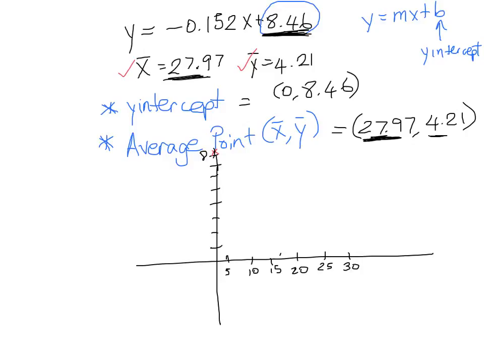And it goes through the average point, which is 27.97 comma 4.21. So 27.97, we have 1, 2, 3, 4, 5, okay. So 27.97 is probably around here. 4.21, so that point is around here. So we have 27.97 comma 4.21. That's our average point. And over here is our y-intercept. And all we need is 2 points. We can connect our 2 points and we create the line of best fit.